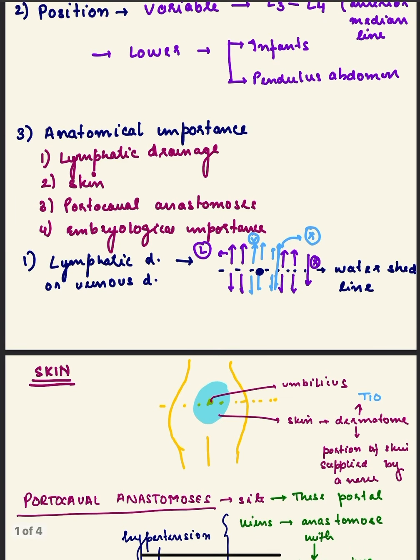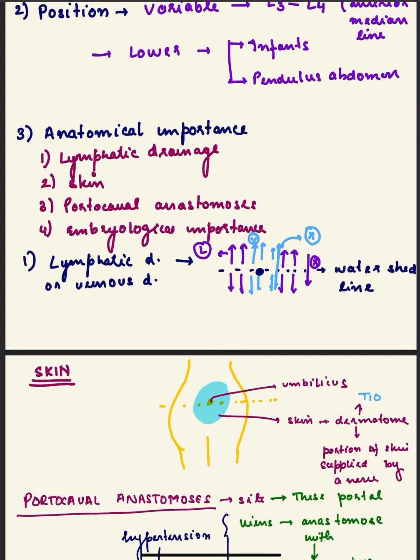We can discuss anatomical importance now. Under anatomical importance, we'll cover these 4 points: lymphatic drainage, skin, portocaval anastomosis, and embryological importance. So discussing lymphatic drainage, we can also cover venous drainage here.